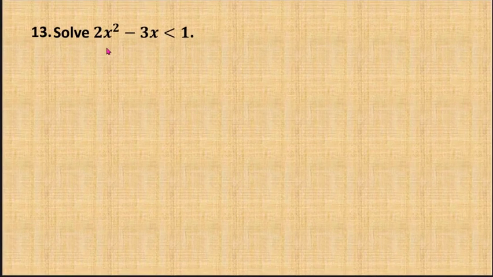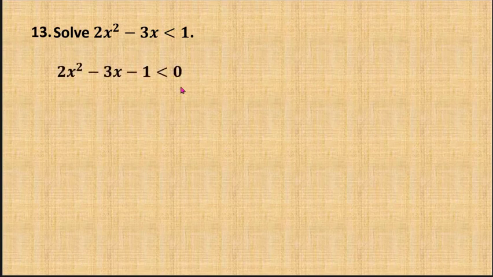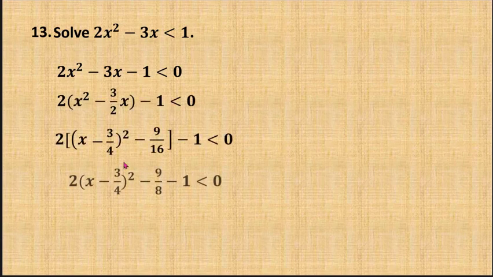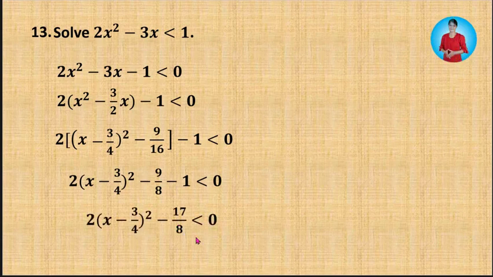Next example. When solving this inequality, first I shift all the terms to the left. And since there are 3 terms, first I try to do factorization, but I found that factorization cannot be done. Then I perform completing the square. After completing the square, then I got something like this.